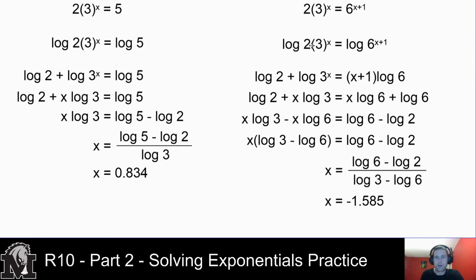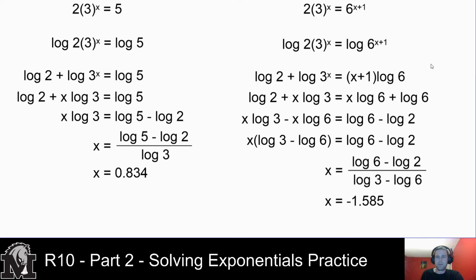I see I have a product here, so I'm going to separate the 2 and the 3 to the power x with addition as separate logs. And at the same time, I see I have an exponent here, so that exponent gets written out in front of the log 6. Please note that the x plus 1 is in brackets. On the left-hand side, I see I have an exponent again, so I'm going to use the power rule to write that x out in front.